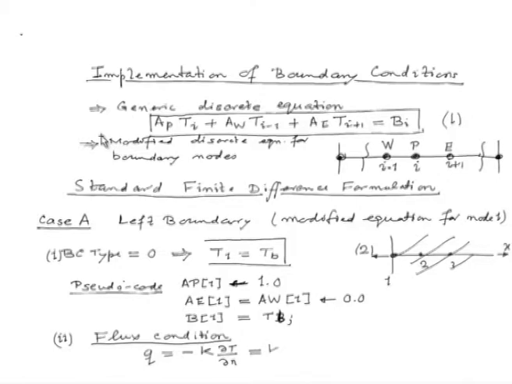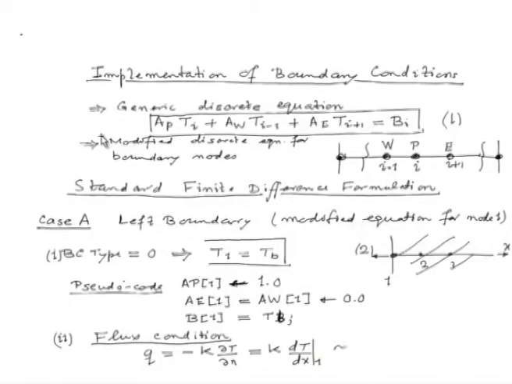Now here N is aligned in negative x direction, so in terms of x this becomes K times dT by dx at point 1. Now we have got this derivative here and it has to be approximated, and we have got no choice other than using a forward difference scheme. So we are going to approximate this as K times (T2 minus T1) divided by delta x.